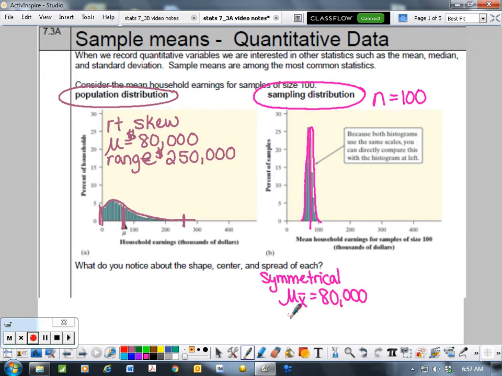And then when we look at our range, because I can't really calculate standard deviation at this point, our range is looking at like 50,000 to 100,000. So now we have a much smaller range, or a much smaller spread, which goes into the idea that with our sampling distributions, we're going to have a smaller standard deviation, a smaller spread than even our population distribution. And of course, it doesn't look like there are any outliers.